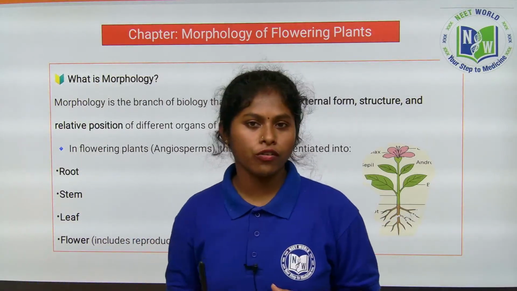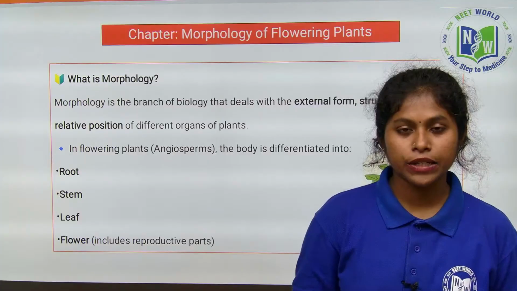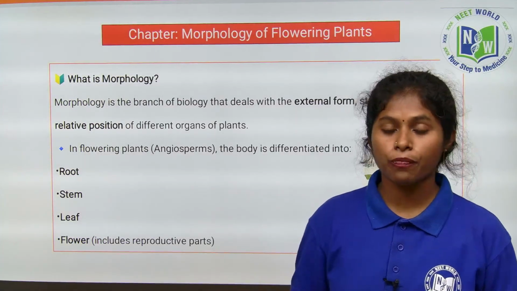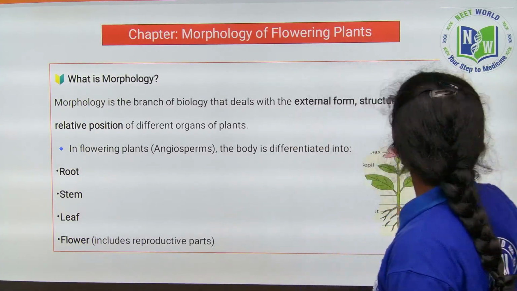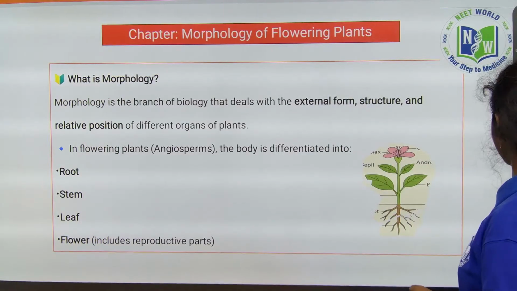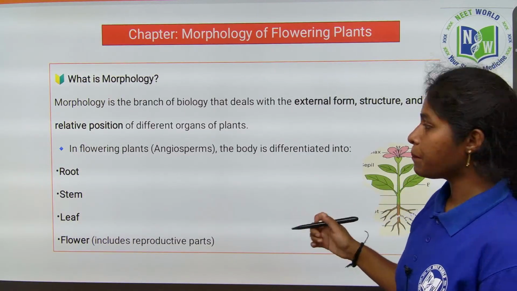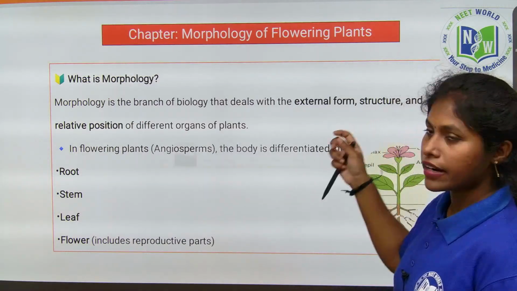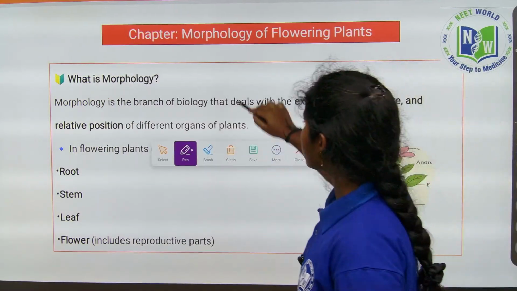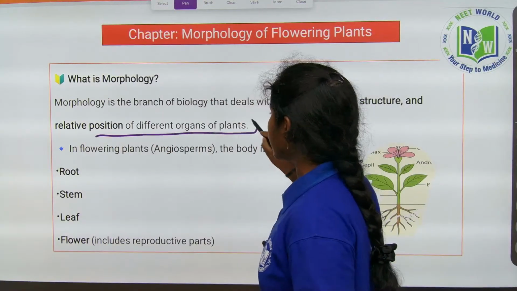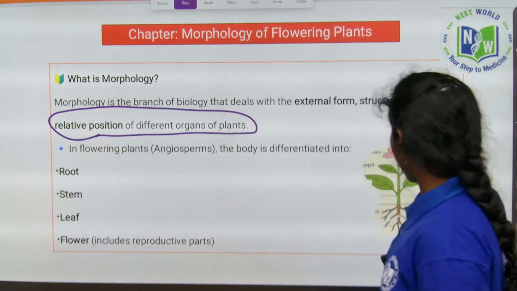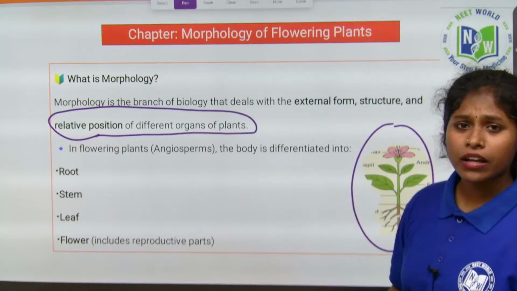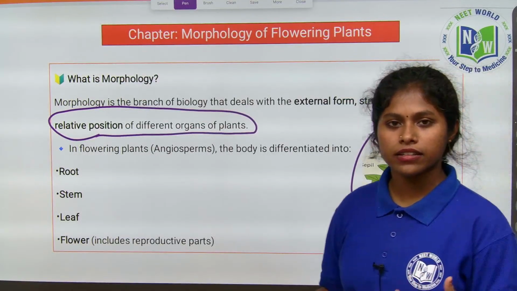What is meant by morphology? It is a branch of science that deals with the external structure of plants. Here is the definition for better understanding: morphology is the branch of biology that deals with the external form, structure and relative position of different organs in the plants. The plant has many external characters we can see with the naked eye.